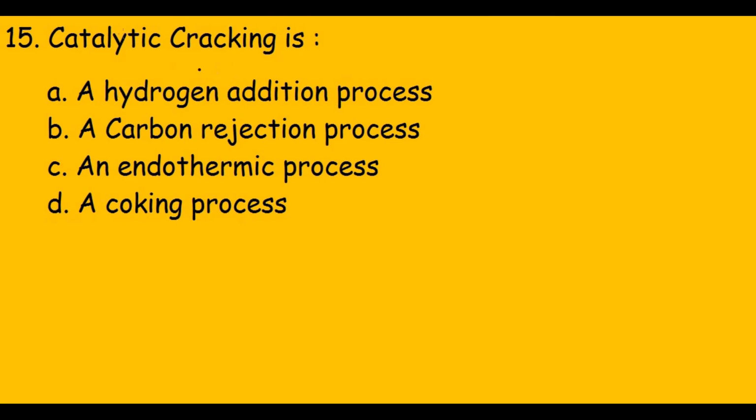So this next question says, catalytic cracking is what type of process? The options are a hydrogen addition process, a carbon rejection process, an endothermic process and a coking process. The answer to this is an endothermic process. Remember, catalytic cracking is an endothermic process and the catalyst regeneration is the exothermic process. This question is very important. They have asked questions regarding catalytic cracking multiple times. So remember, catalytic cracking is endothermic and the catalyst regeneration is exothermic.